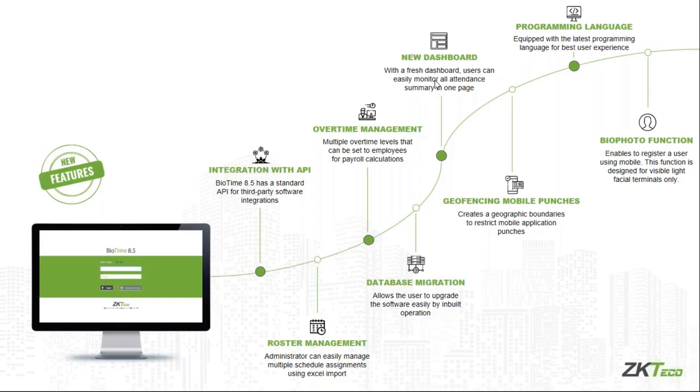And geofencing mobile punches. As you know, we already have a mobile application in the system. So we just updated some geofencing features, which allow the employee to punch only within restricted boundaries. So it is very helpful for construction site employees, and their punches can be monitored for HR purposes.